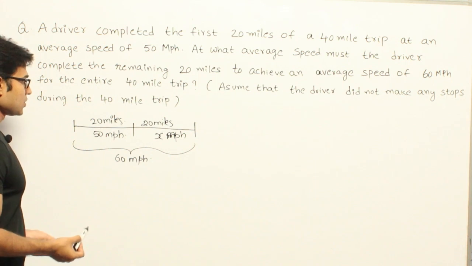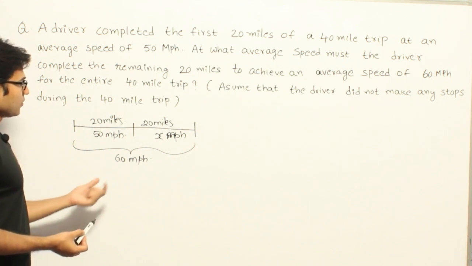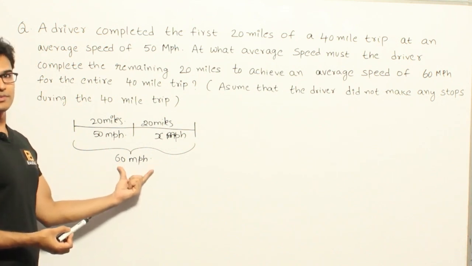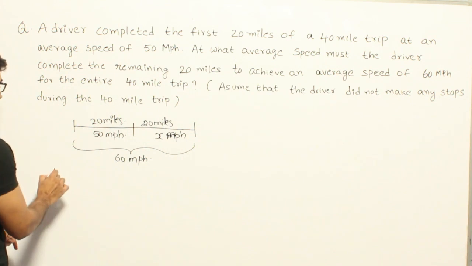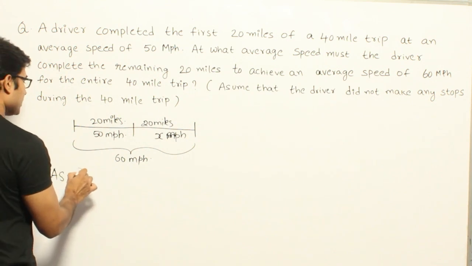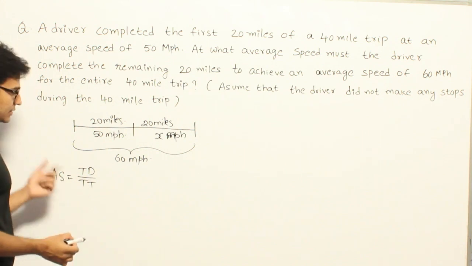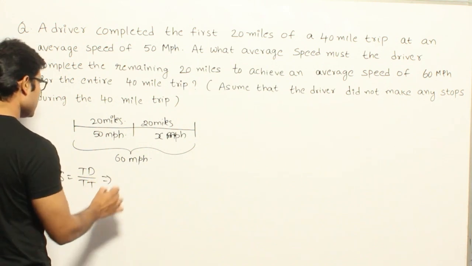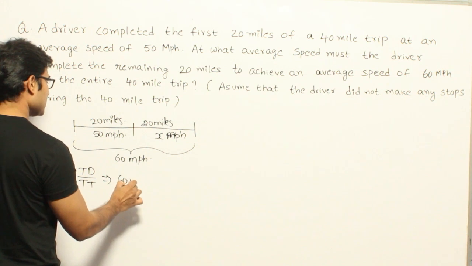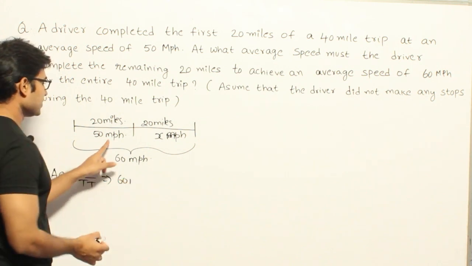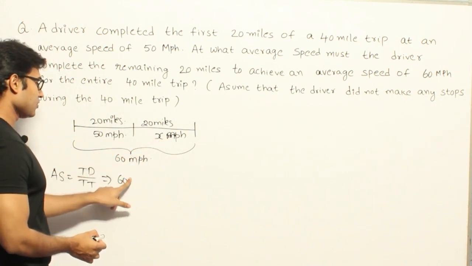Now there are two ways we can solve it. One way is you can use the formula of average speed: average speed equals total distance divided by total time. So let's see that method first. So what does it mean? Average speed is 60 miles per hour. This is what we are aiming for. Since everything is in miles per hour, I am not going to write the units.